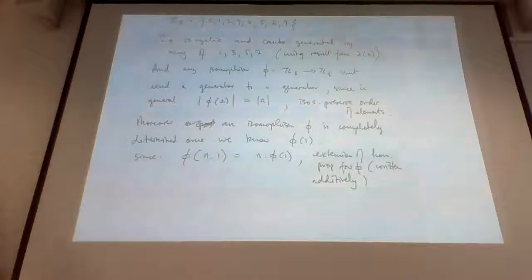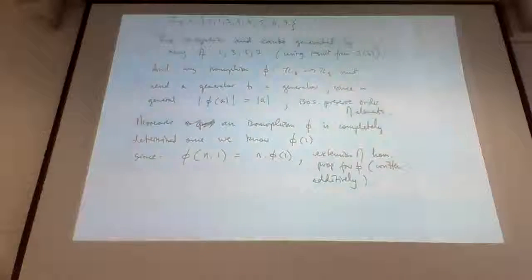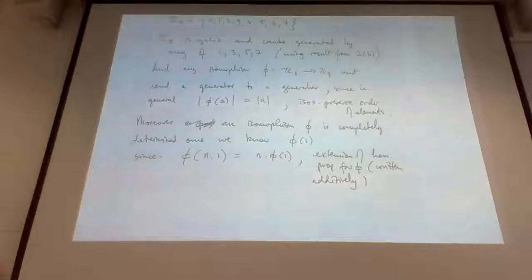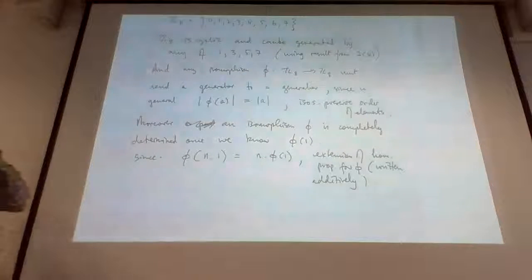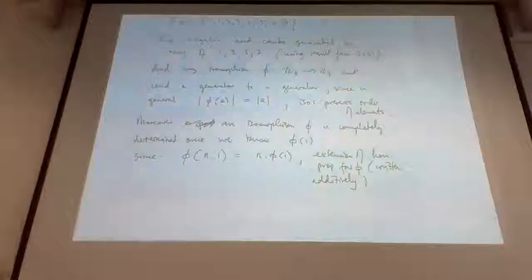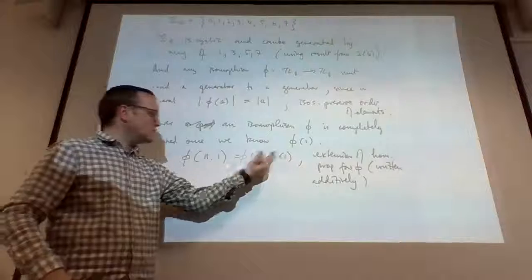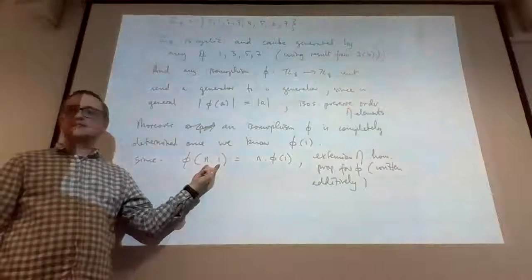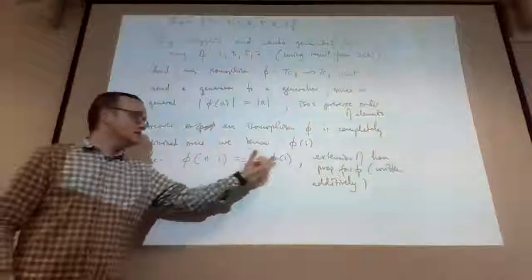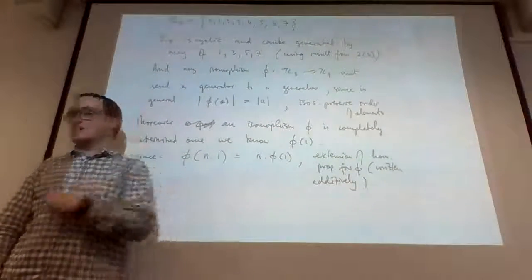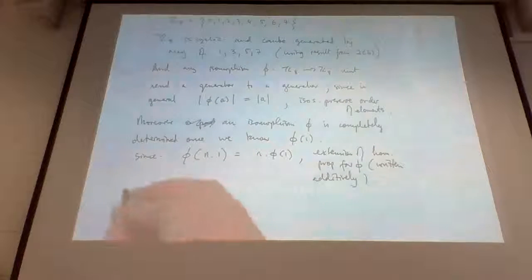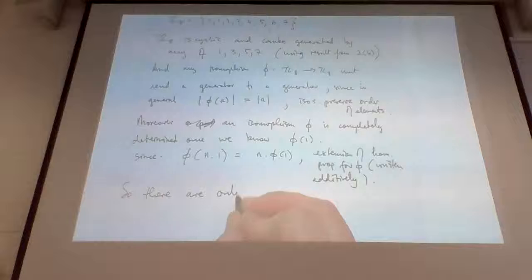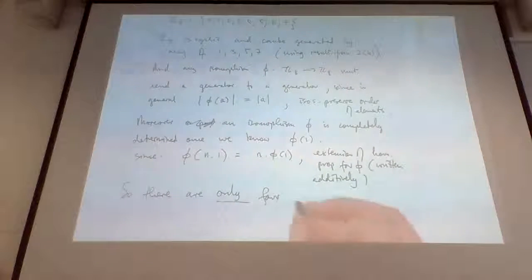The homomorphism property, when we wrote it down before, we wrote multiplicatively. Equally well, it could be written additively, like the linearity property. So once you know what phi of 1 is, you automatically know what every other phi value is. It's determined by the value of phi of 1 and the homomorphism property. So there are only four automorphisms.